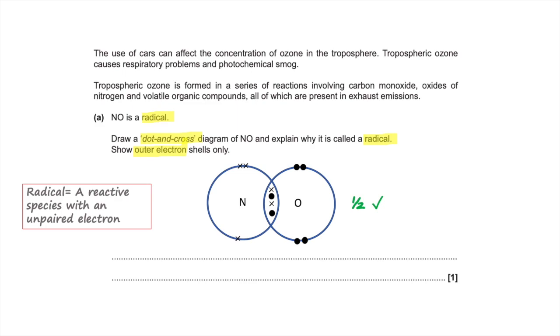So, for this dot and cross diagram to be called a radical, it has to have an unpaired electron. And by looking at the diagram, you can see that there is an unpaired electron. By explaining this fact and pointing to the unpaired electron, this will give you an extra half a mark.